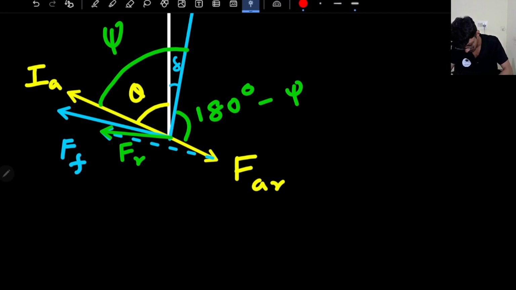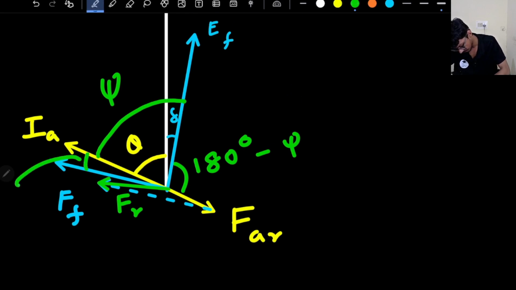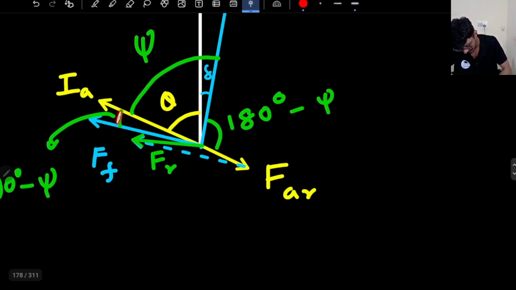Am I doing anything wrong? Sorry, this angle. What will be this angle? This angle is this much, this angle is this much, and I need to find out this angle. This is not enough actually. So how much is this angle? This angle is 90, correct? So this angle will be 90 minus xi.